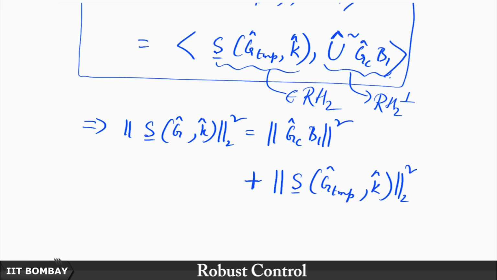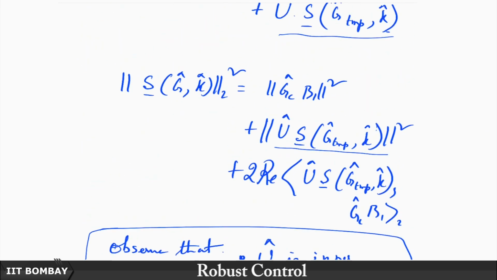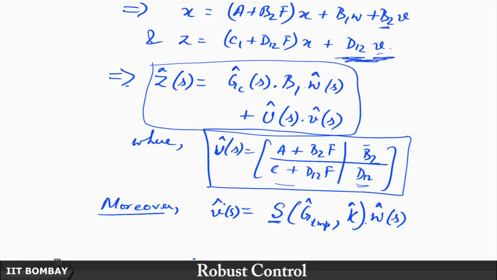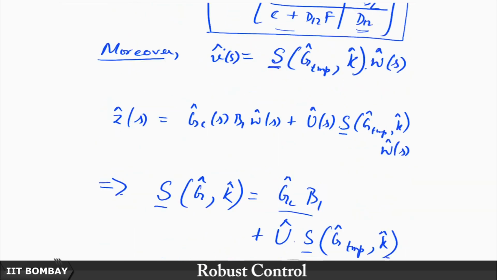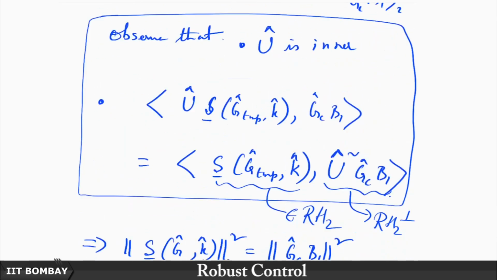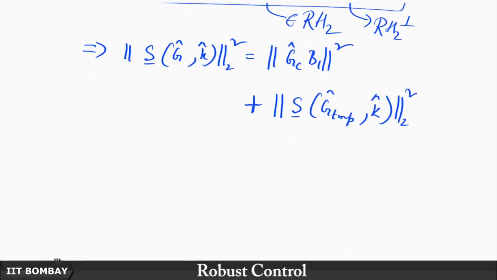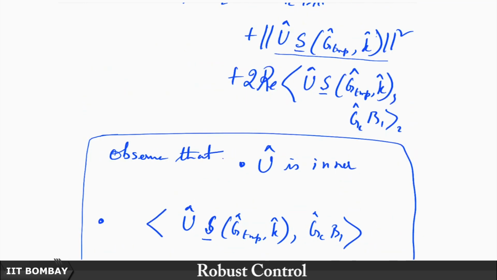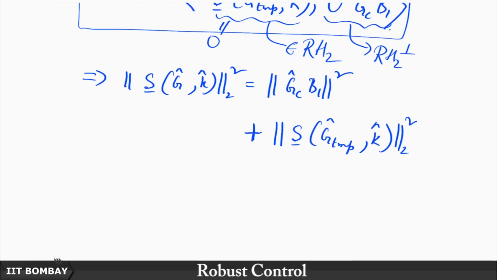yeah. If you do not believe me, you can try checking it out yourself, that when you have this U hat and you take its inner, you take its para-Hermitian conjugate, that will always belong to RH2 perp, okay. So, this means that this inner product is nothing but 0, which means that of course, its real part is also going to vanish. So, all that we are left with is now just this, which is exactly what our result has claimed. What does this mean?